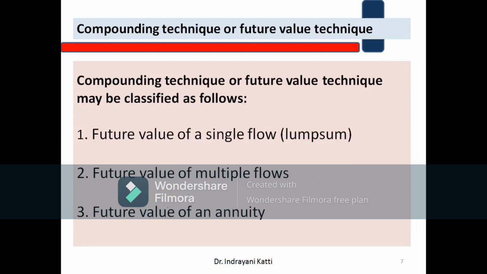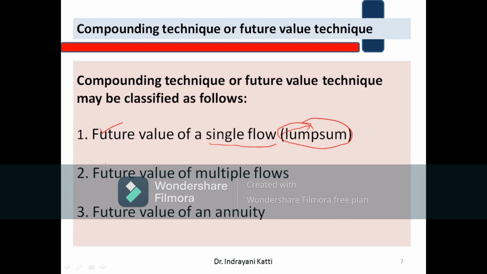Let's move on to the next part, that is the compounding technique or future value technique, how it is ascertained and what classifications are made. The compounding technique or future value technique may be classified as follows. One is called future value of a single flow. Single flow is a one-time investment for a number of years. That is what we call a lump sum investment.